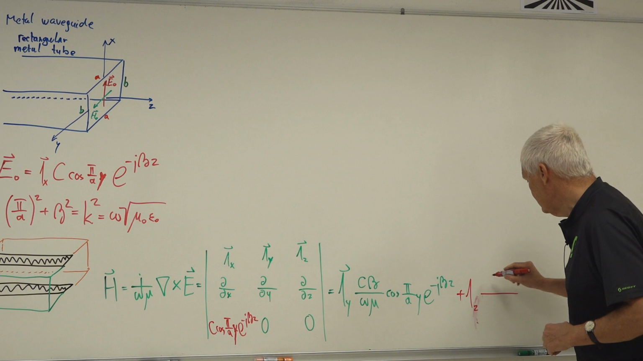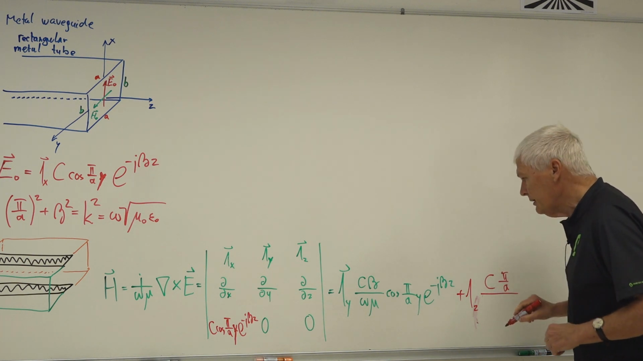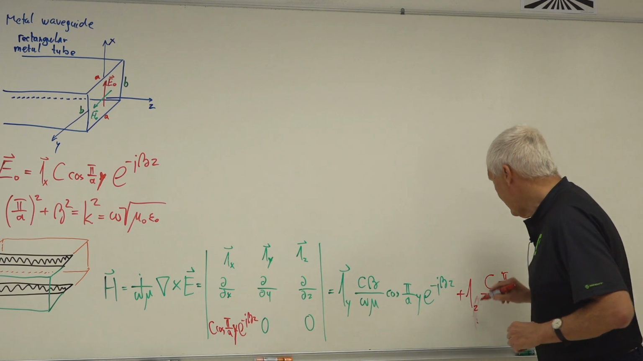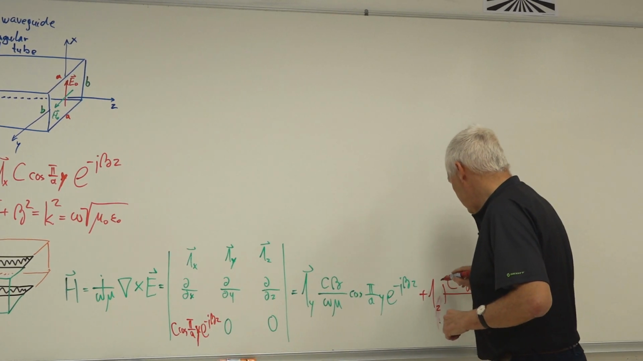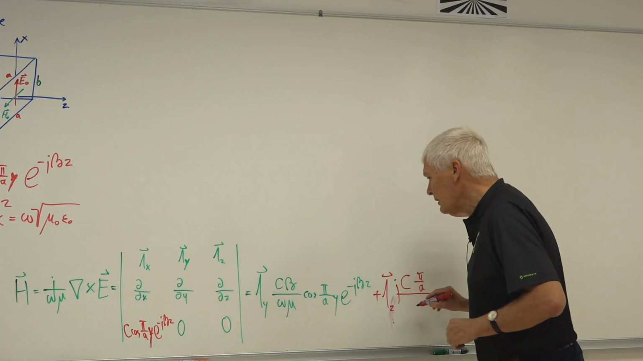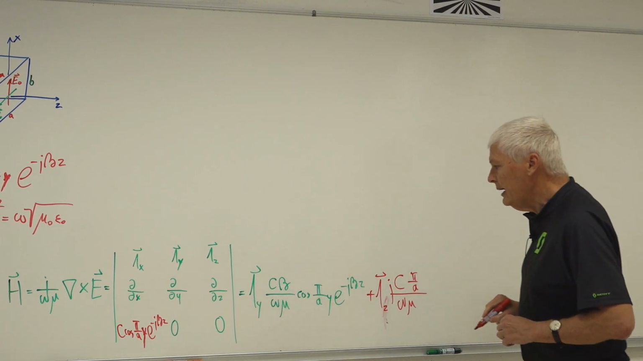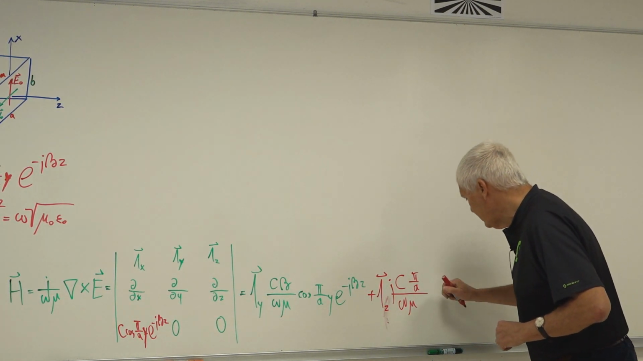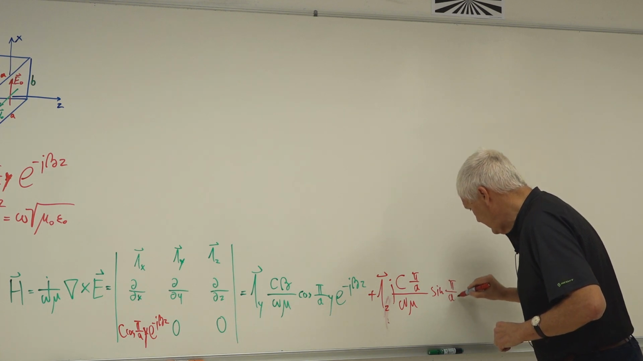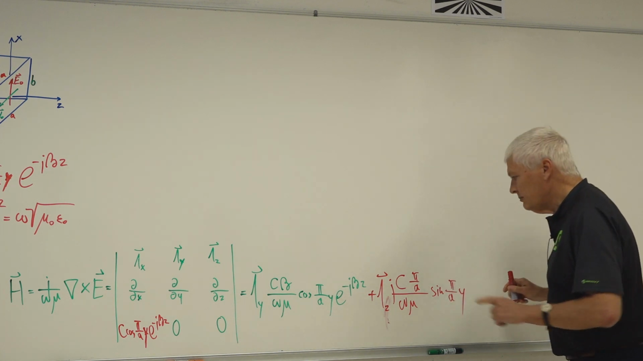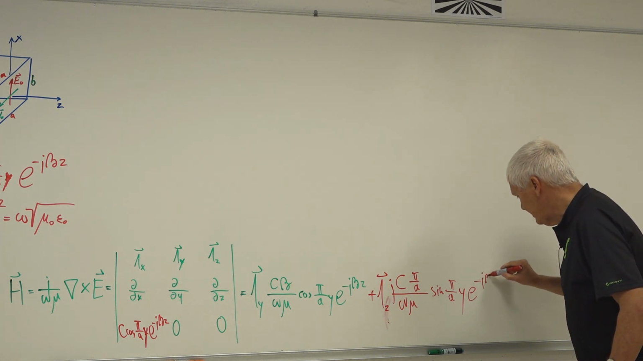Here we have c times pi over a. Yes, this j here is still left. Omega mu. And we have the sine function of pi over a y. Before I made a mistake, I wrote x. e to the minus j beta z.